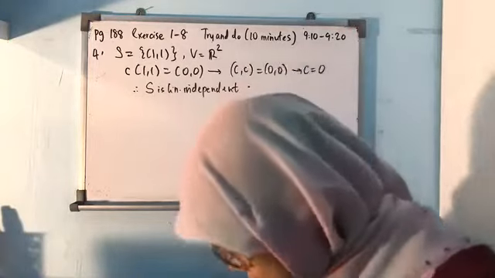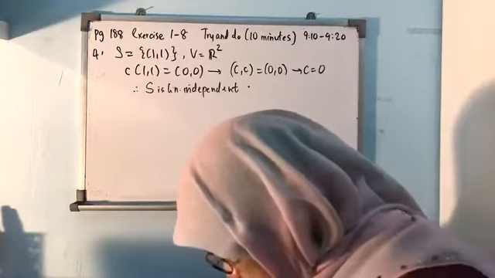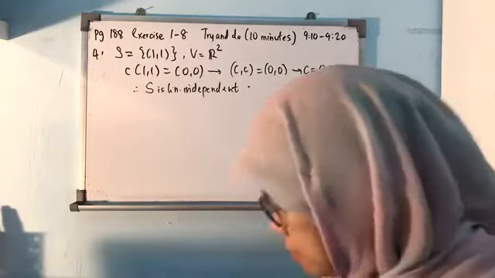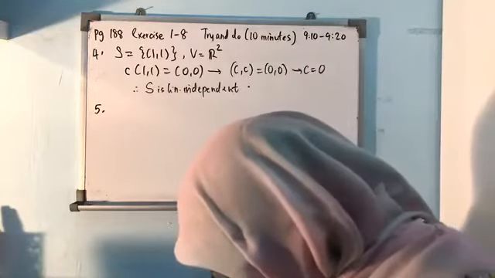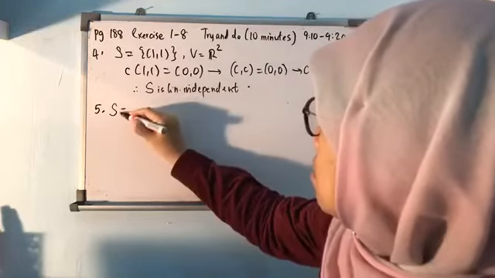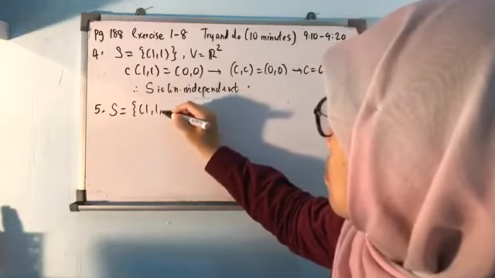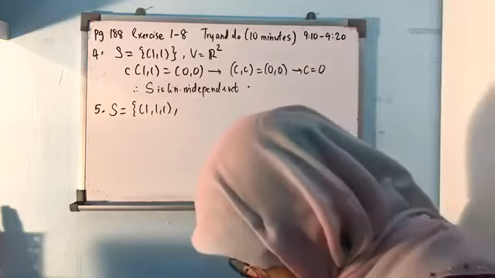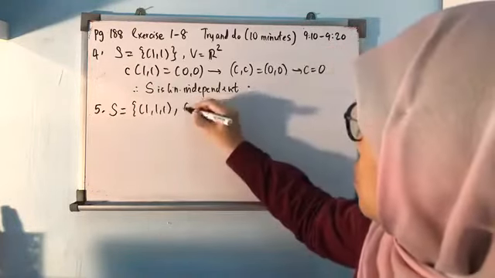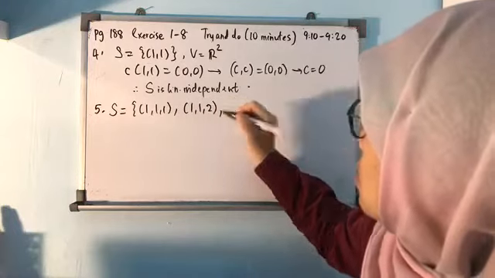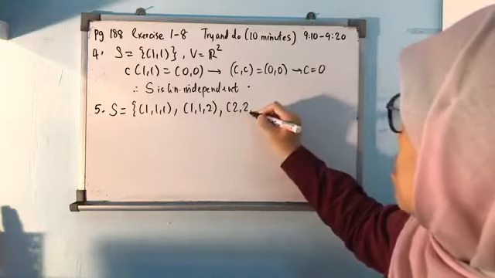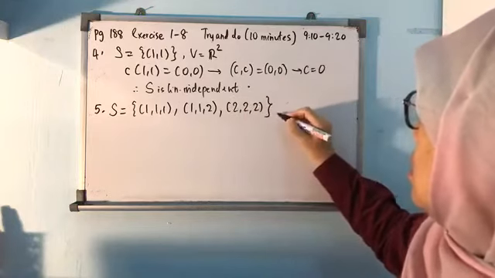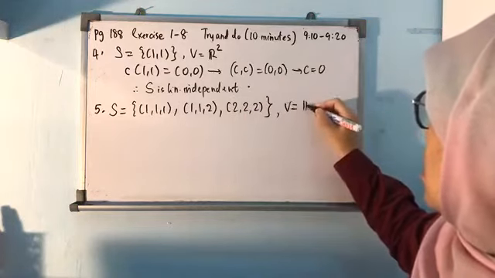Alright, next one. Number 5. 111, 112, 222. Okay, V is R3.